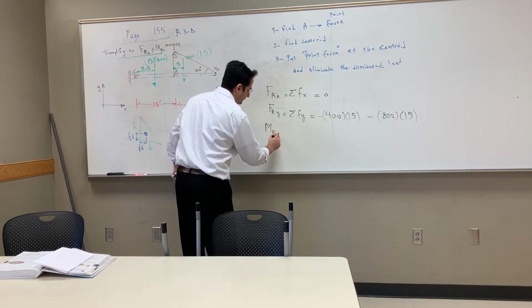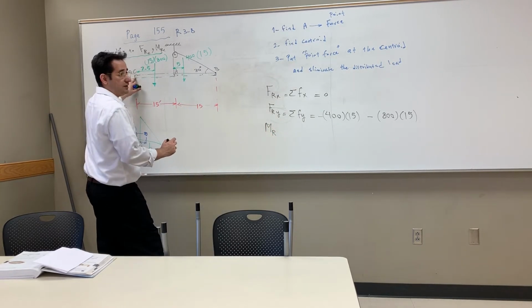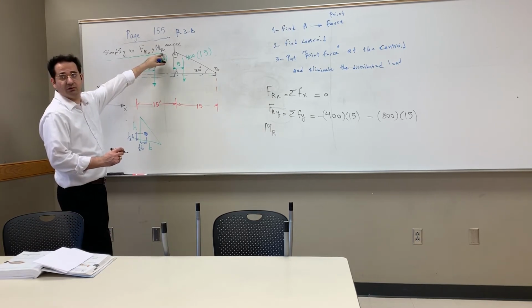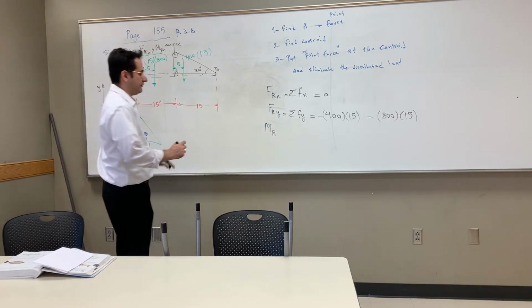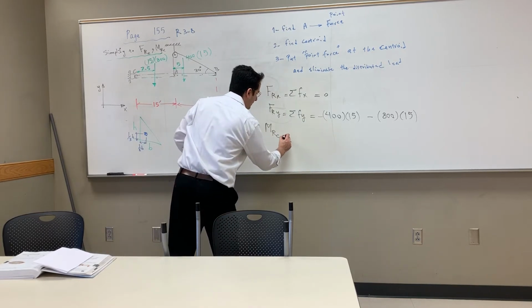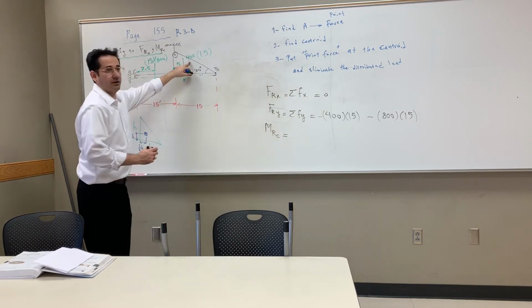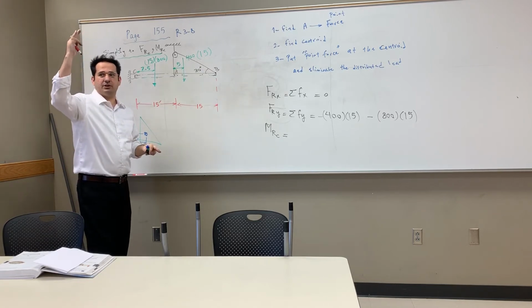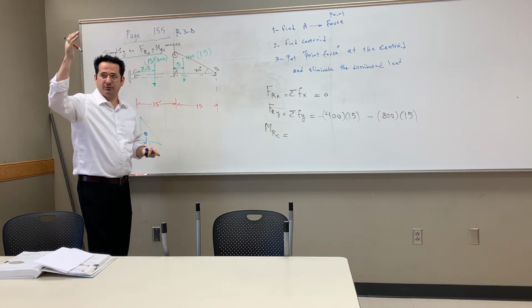Moment resultant with respect to point C, because that's what the question is asking for, right? I'm just following whatever the question is asking for. And resultant with respect to point C. Let's just start with this guy. Step 1, break it down. Step 2, move. Step 3, compute the moment. Get the moment arm and compute the moment.